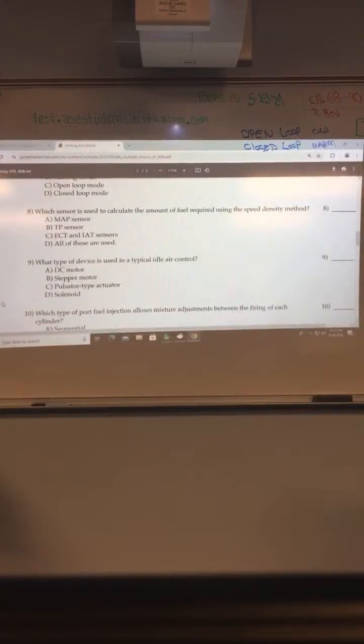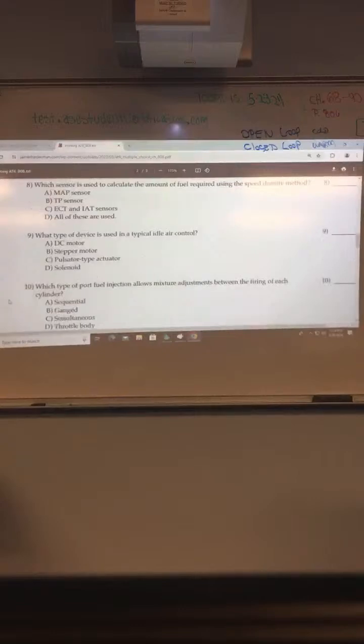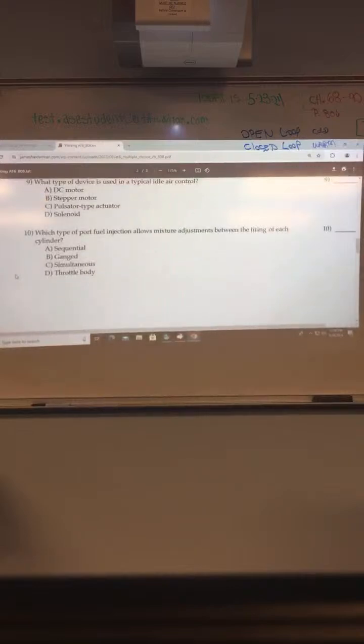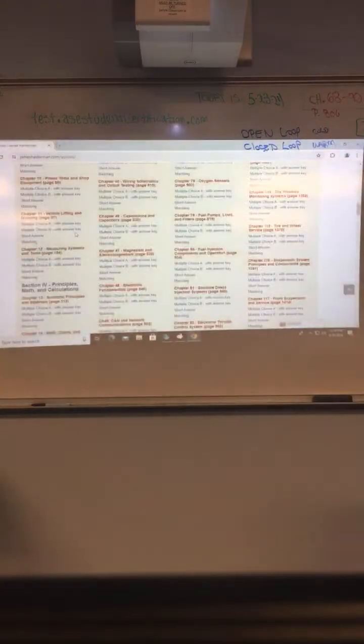What sensor is used on a speed density system? All of them. All. Okay. What type of device is used in a typical idle air control? C, stepper motor, we kind of bypassed that. And number 10 was A, I think we did that already as well. Okay.